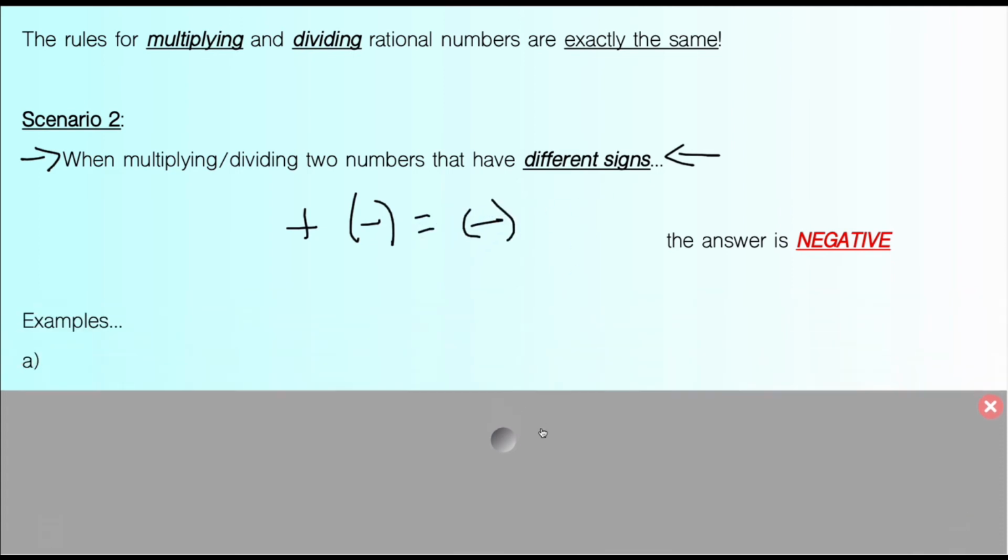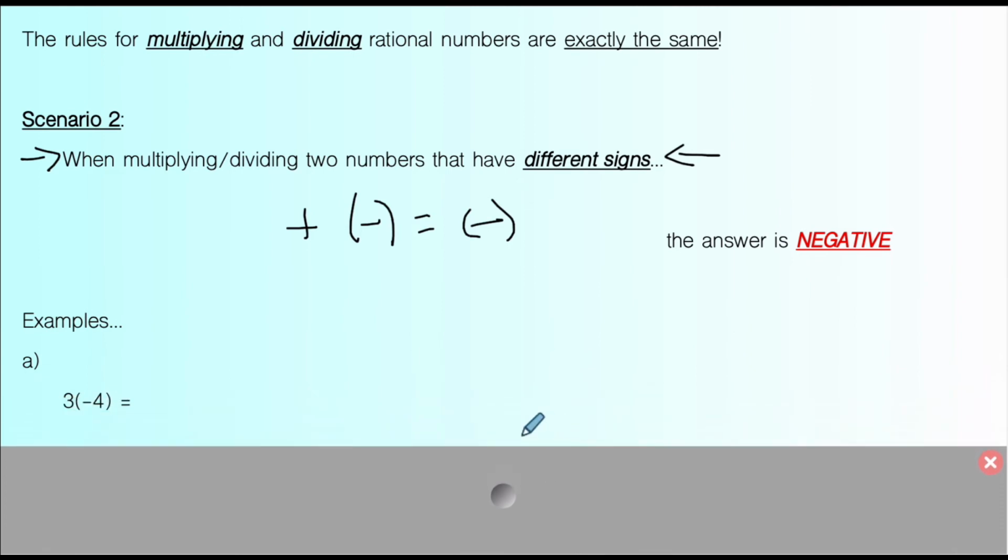All right, so some examples. 3 times negative 4. The numbers don't change. 3 times 4 is 12. 3 times negative 4, 12. However, since it's a positive multiplied by a negative, since I have different signs, my answer is going to be negative.